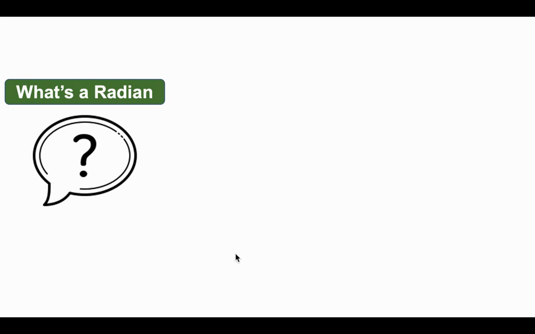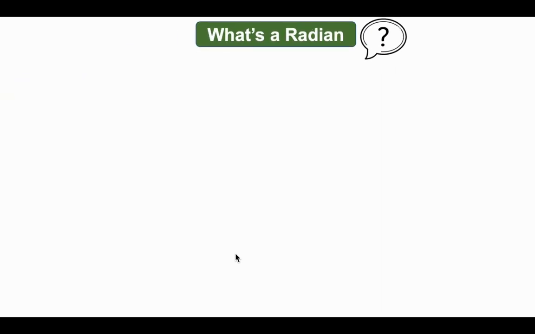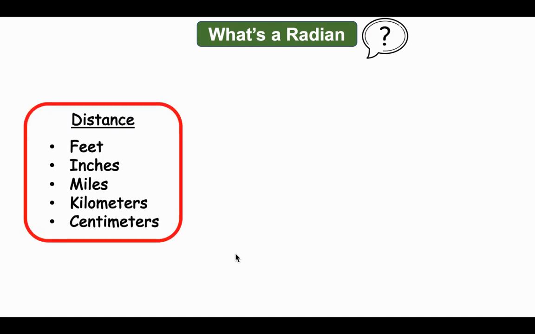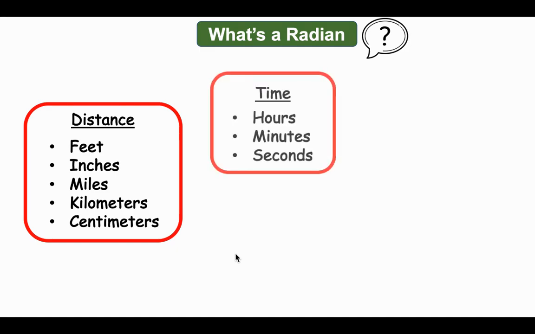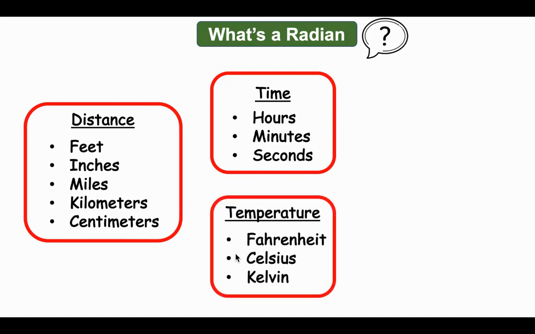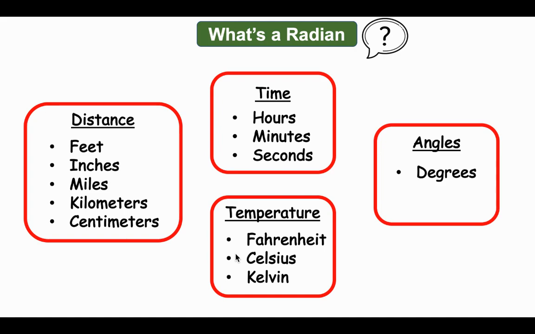So first off, let's figure out what a radian actually is. A radian is a unit of measurement. If you think about distance, there's a whole bunch of different ways to measure distance: feet, inches, miles, kilometers, centimeters. Those all measure how far apart two things are from each other, a linear distance. There are several ways to measure time: hours, minutes, seconds. There's temperature, and angles are another thing that we measure.